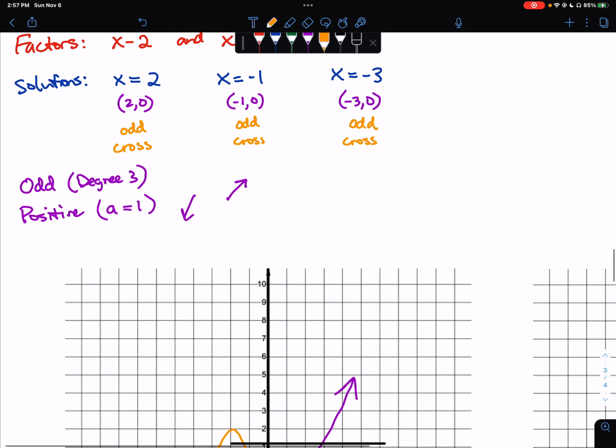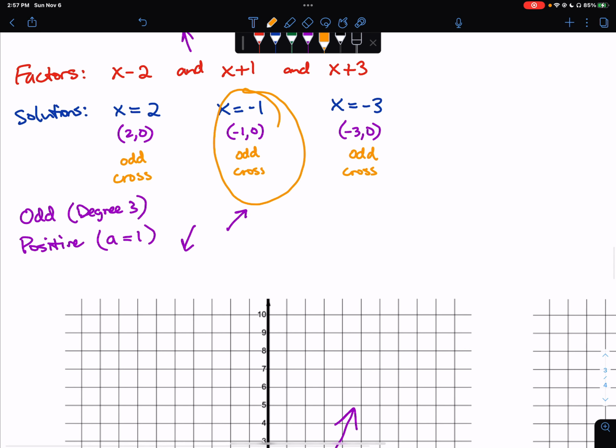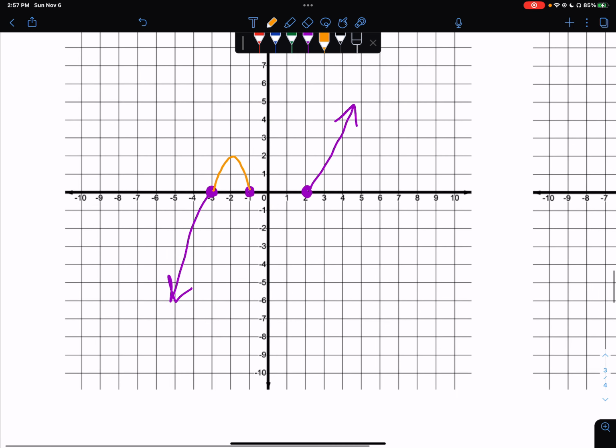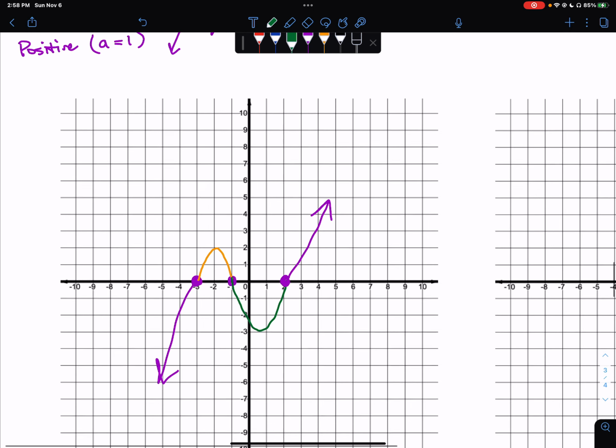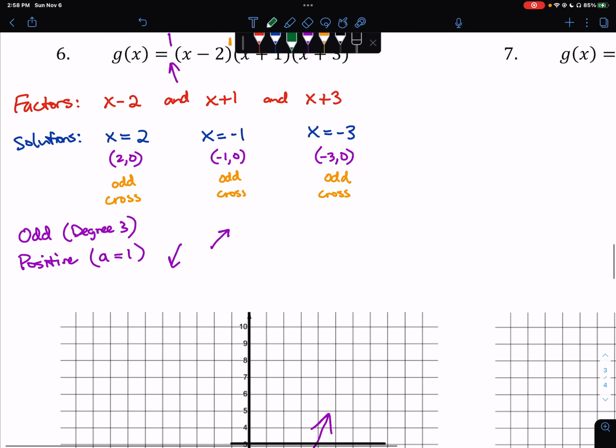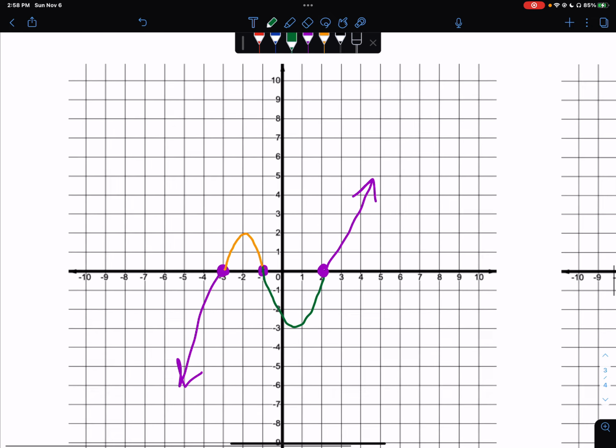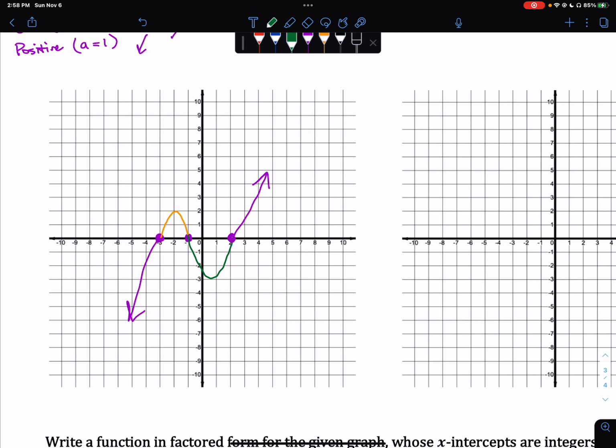And what's got to happen at negative 1? Well, negative 1 is another cross. So we're just going to keep on crossing through. Again, go down, and we've got to come back up. And does that one need to cross? Like we kind of drew it, it looks like it should cross. And yes, at 2, it does need to cross. So in this case, that would be our graph. And again, is it perfect? No. But is it a good sketch? Does it give you an idea of what it looks like?